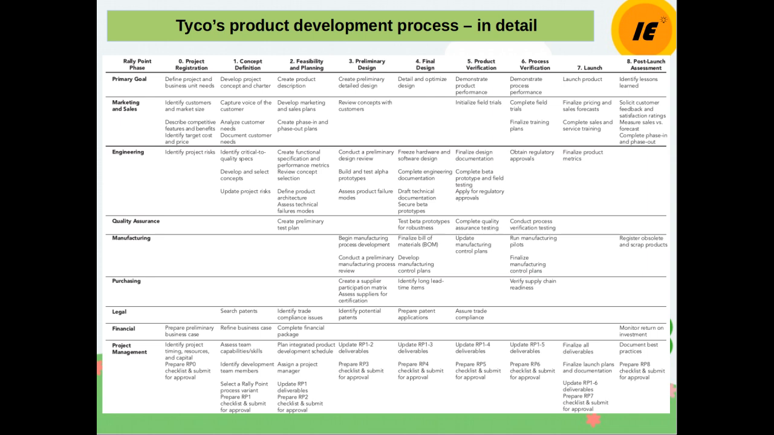Then the task of the financial team will be to prepare a preliminary business case, and finally the project management team will be identifying project timing, resources, capital, preparing the RP0 checklist and submitting for approval. Yeah, okay, so that's more like official stuff within the company.